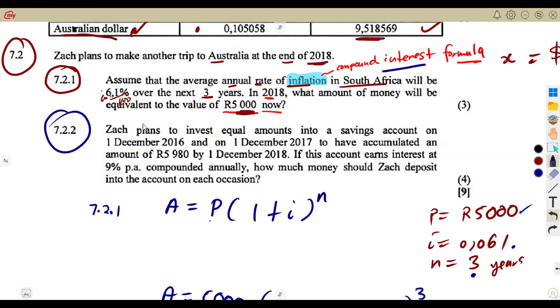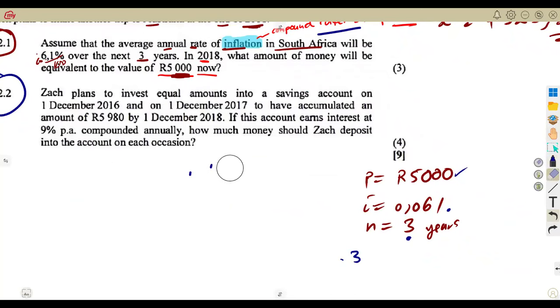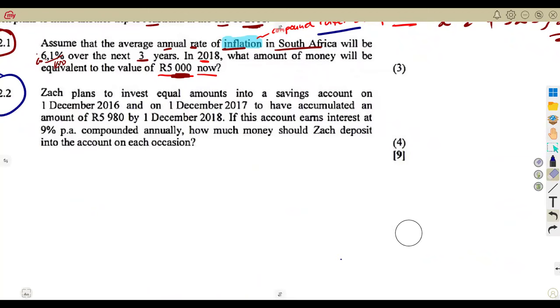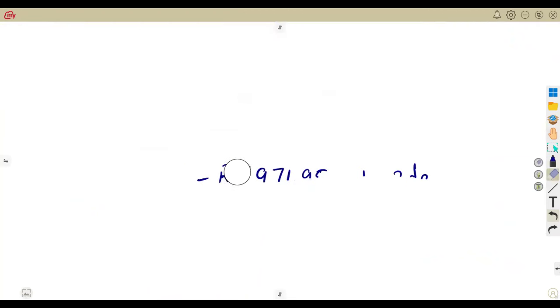7.22, they are saying ZEC plans to invest equal amounts into a savings account. Okay, this is another question here. Meaning to say, we can just remove this and see what they are trying to say here.